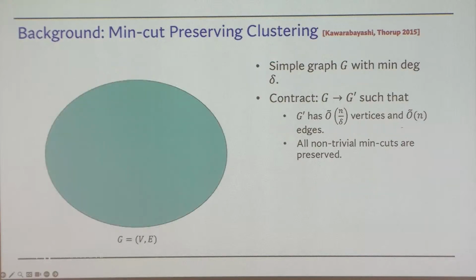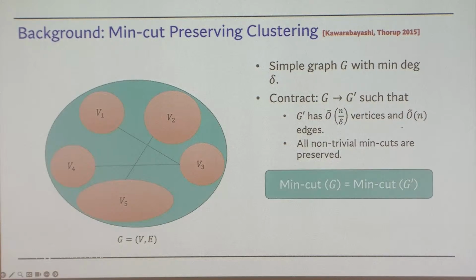Now, the question is, can we do any better? As it turns out, there is this amazing framework, first started with Ghaffari and Thorup, and there are multiple ways of doing this, which says that if I give you a simple graph with min degree delta, then you can pick some super vertices of this graph. Let's say v1 to v whatever, and the number of super vertices is going to be n over delta. And the number of intercomponent edges is going to be order n. And the property of this clustering is that all the min cuts will be preserved by this clustering.